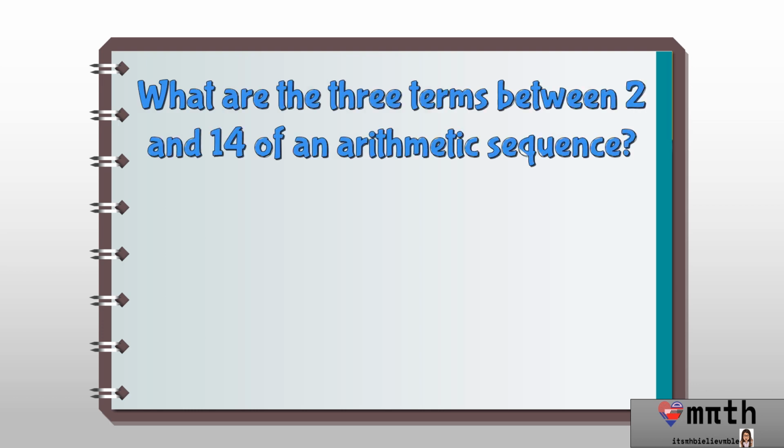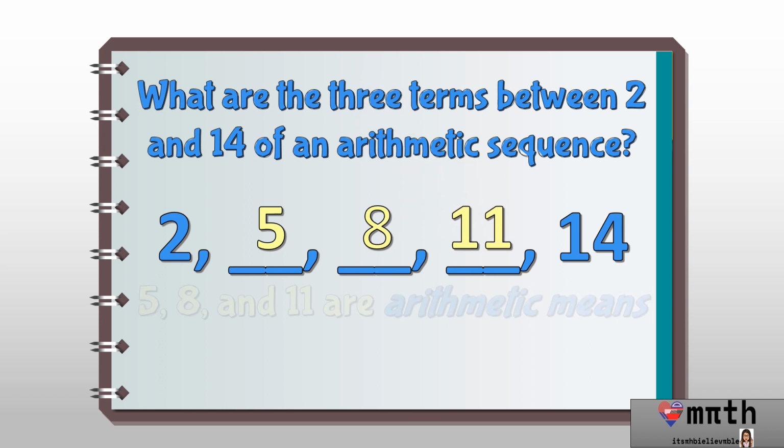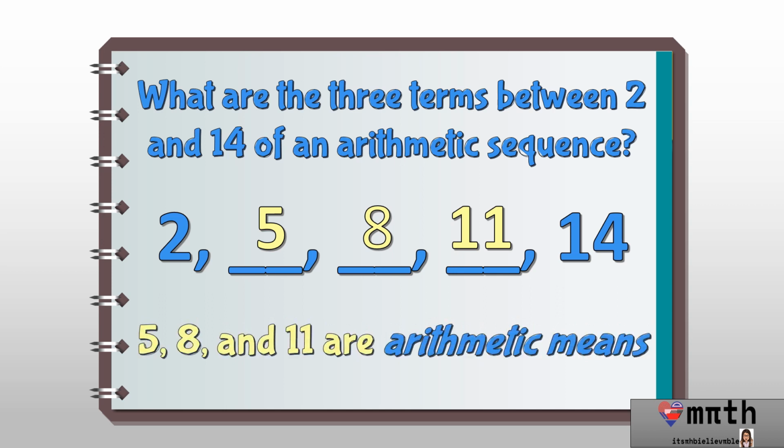Now, I have a question. What are the three terms between 2 and 14 of an arithmetic sequence? If we place that into an illustration, that will be 2, blank, blank, blank, 14, since we are looking for the three terms between 2 and 14. Through inspection, we can say that the terms between are 5, 8, and 11. And those numbers, 5, 8, and 11, are called arithmetic means. And that's our lesson for today.